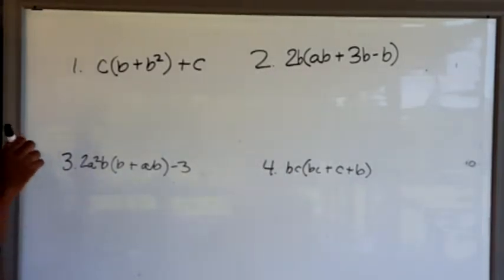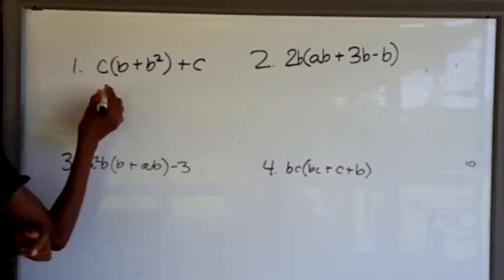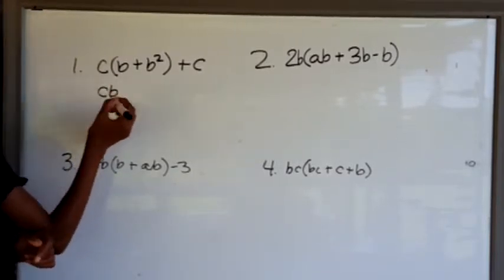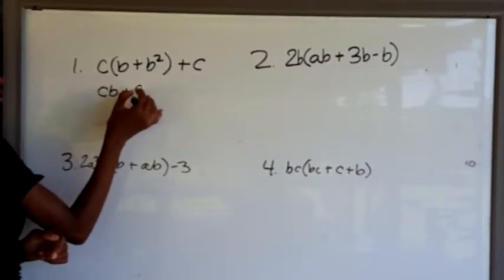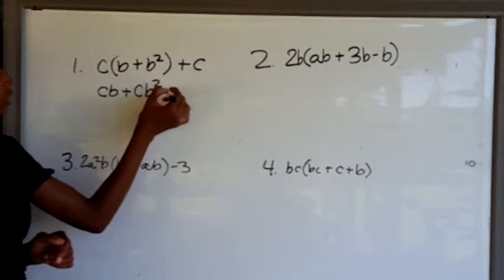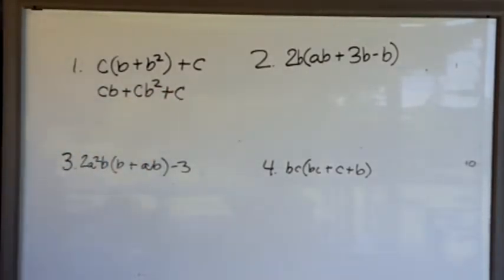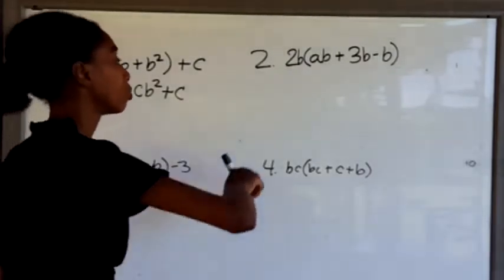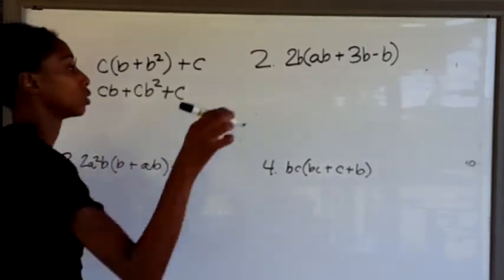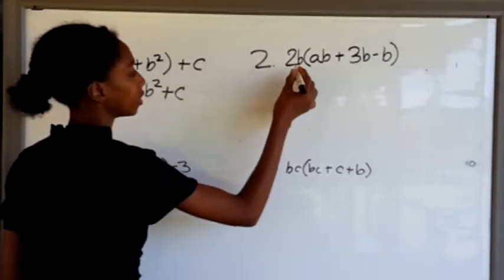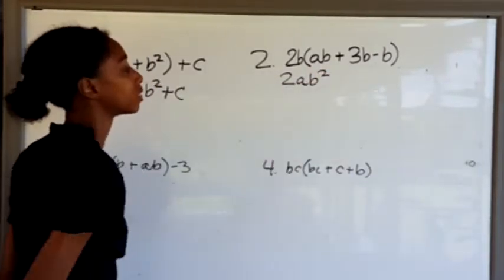So for the first one, we would distribute the c throughout. So c times b is going to be cb. And then c times positive b squared is going to be positive cb squared. And then plus c. Alright, for number 2, we have 2b times ab plus 3b. So we're going to distribute the 2b. So 2b times ab is going to be 2ab squared.